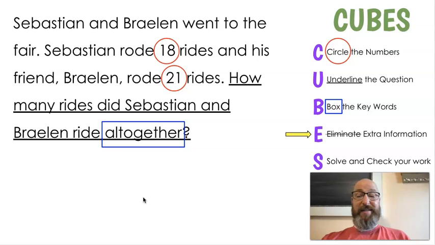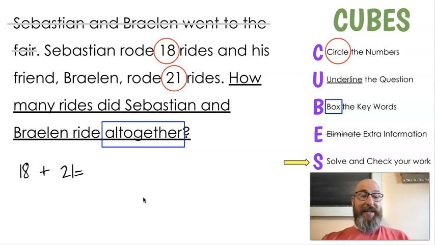Next, let's go to E, eliminate any extra information. Is there anything in there that doesn't help us solve it? Sebastian and Braylon went to the fair. That doesn't help us solve it, so that's extra information. So now that we've done CUBE, it's time to solve and check our work. That's what the S stands for. Now, what are our two add-ins going to be? 18 and 21.